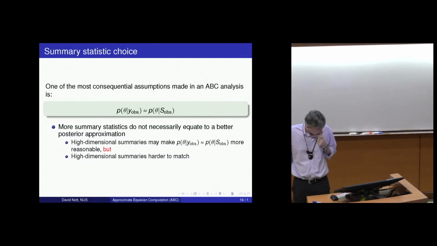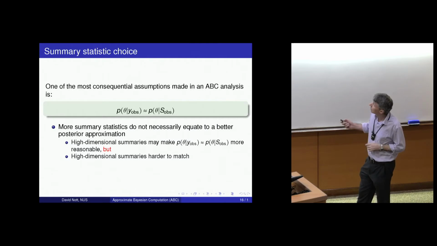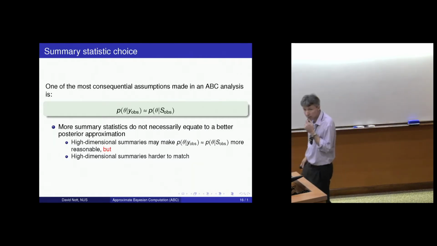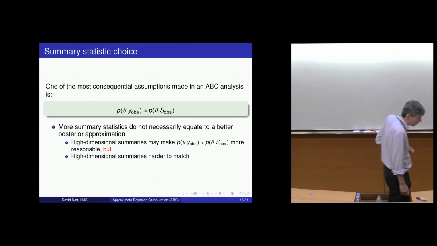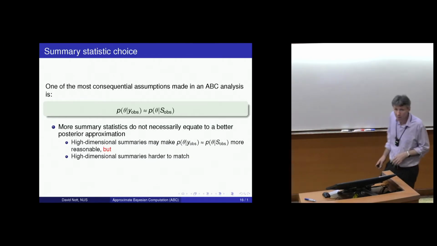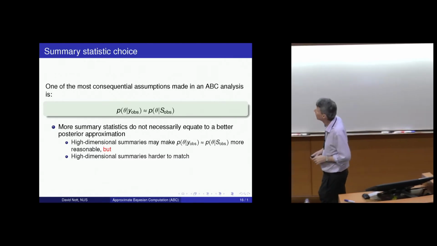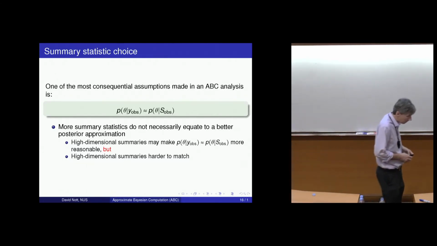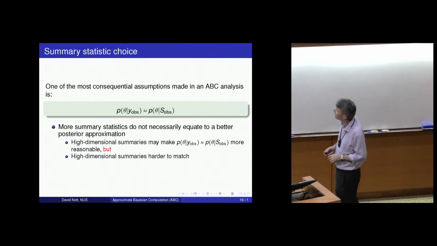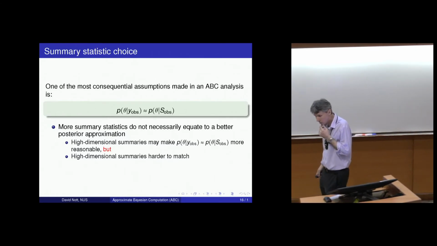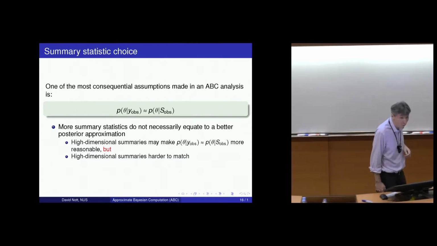That's not really good advice, because while high dimensional summaries might make that approximation more reasonable, when you consider Monte Carlo algorithms, high dimensional summaries are much harder to match. If you have a limited computational budget and can only simulate a given number of simulations from the model, then with a higher dimensional summary you may have to have a less stringent tolerance, and so the ABC approximation is worse for that reason. So there are these competing statistical and computational considerations when you construct summary statistics. Generally, it's recommended that you make the dimension of the summary statistic the same as the dimension of the parameter.